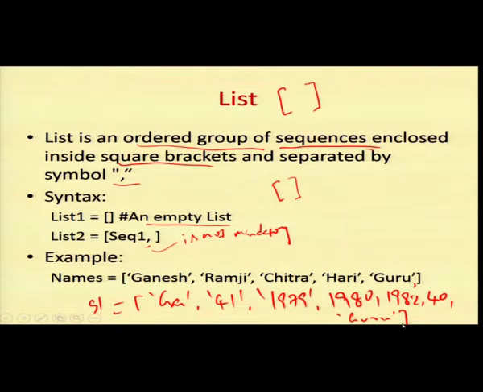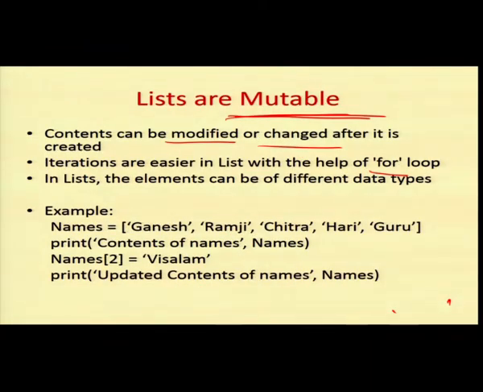What will happen? If I put it in quotes, this 41 will be taken as a string. If I do not put it in quotes, this 1980 will be taken as an integer data type. So, this particular list, which has the variable name S1, supports multiple data types enclosed within the square braces. That is the reason I stated that in a list the elements can be of different data types. Now let us see an example.